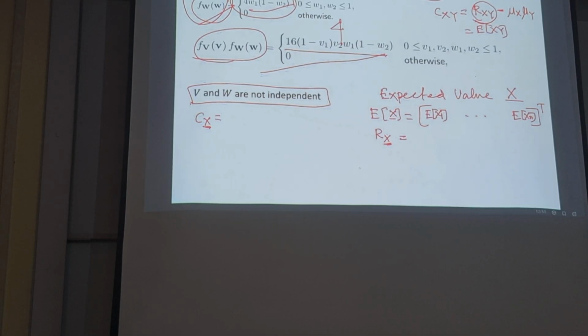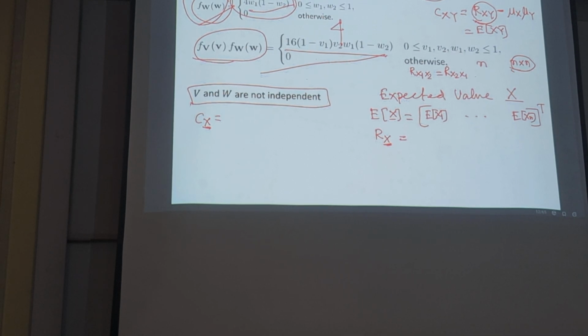The correlation of a random vector is the correlation of each pair of components. The correlation of a random vector is the correlation of each of the pairs. How many pairs are there in n random variables? N into N. However, there is a problem. The correlation of this one is the same as the correlation of the reverse pair.